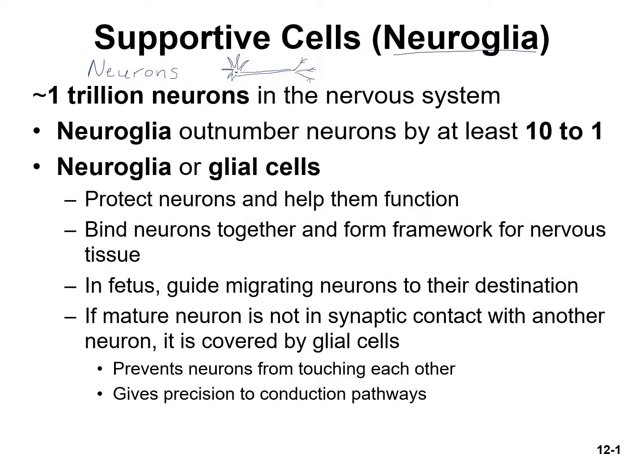They help to speed up conduction velocity of action potentials when they're in the form of the myelin sheath on the axon, for example. They help to guide migrating neurons to their destination in a developing fetus. And if a mature neuron is not in synaptic contact with another neuron, meaning they're not actually synapsing with another neuron, neuroglia are going to be covering parts of those neurons that are not synapsing. And that helps to provide more precision to conduction pathways, so more precise communication between neurons themselves.